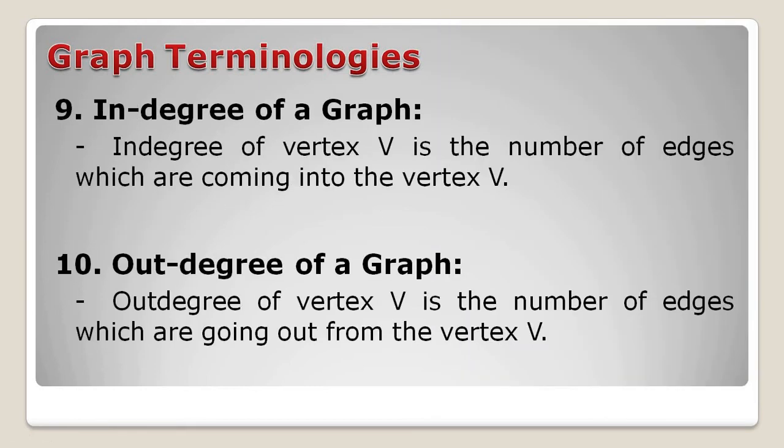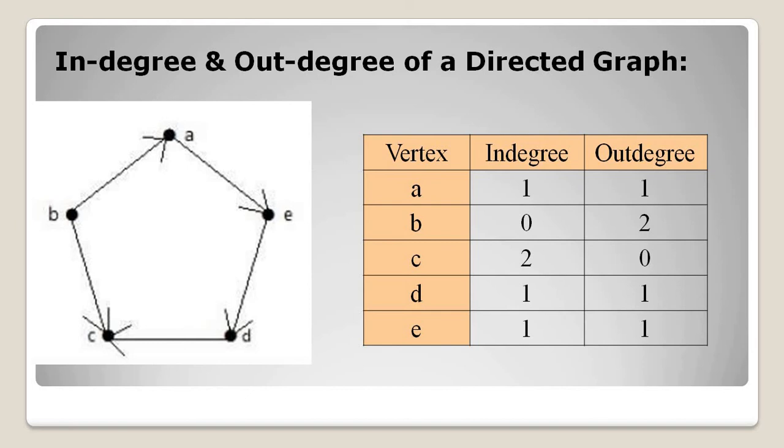The next important thing we need to discuss is the in degree and out degree of a graph. The in degree of a vertex V is the number of edges which are coming into the vertex V, and the out degree of a vertex V is the number of edges which are going out from the vertex V. That is what we call the in degree and out degree of a vertex. Consider this simple example of in degree and out degree for a directed graph, where we have the vertices A, B, C, D and E.